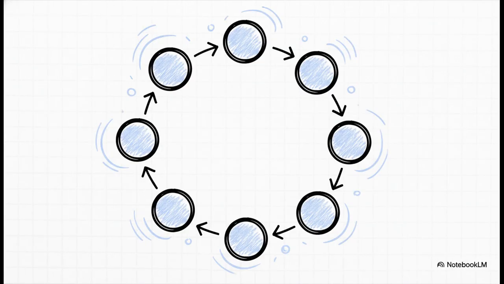And finally, we've got the circular linked list. This one does something really clever. Instead of that last node pointing to null and stopping, it points all the way back to the very first node, the head.